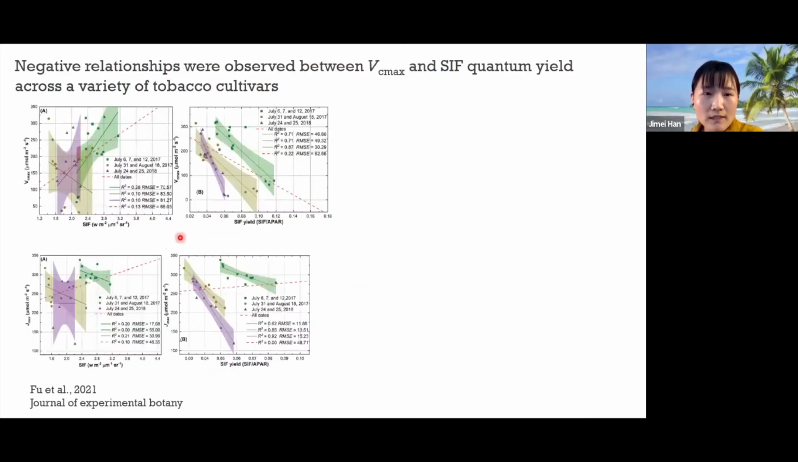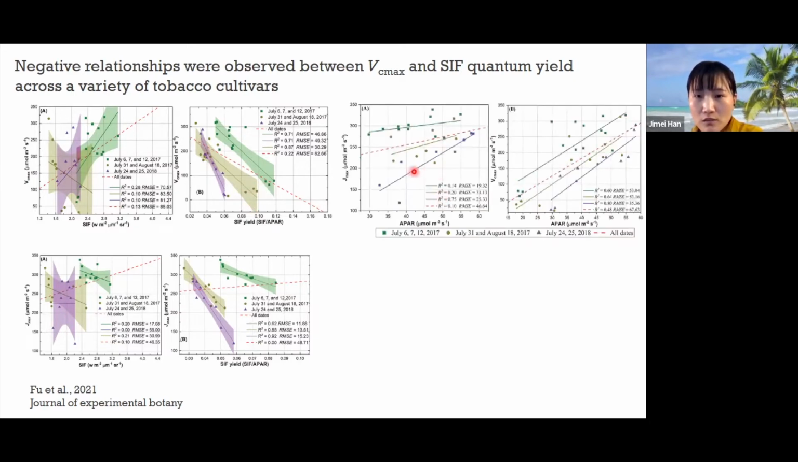And there are other studies that found no relationship between SIF and Vcmax or Jmax, but found a negative relationship between Vcmax, Jmax, and SIF yield. Here SIF yield is calculated as SIF divided by observed light intensities. The negative relationship between Vcmax and SIF yield is attributed to the positive linear relationship between Jmax, Vcmax, and the observed light intensities.